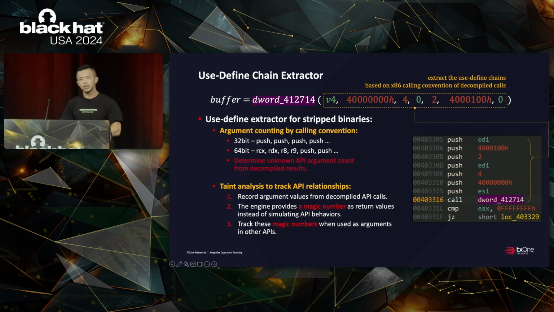We also mentioned that our engine doesn't want to execute or simulate the binary behavior. So all we need to do is simply replace the return value of such an unknown call with a magic number. If any further API calls use the magic number as the argument value of previous API calls, we can capture the relationship between the previous API call and the further API calls.